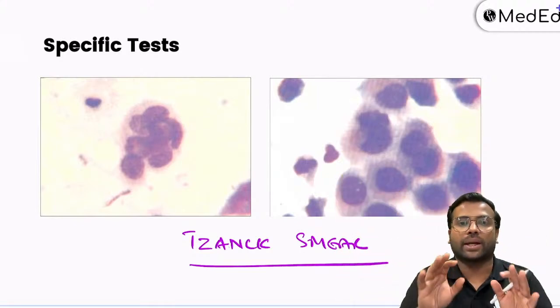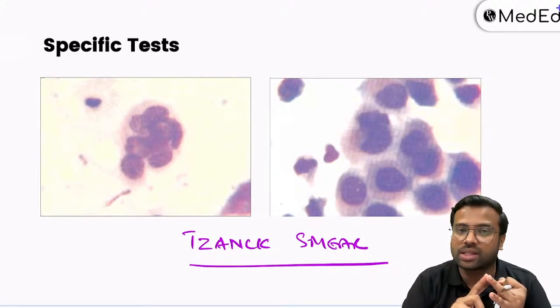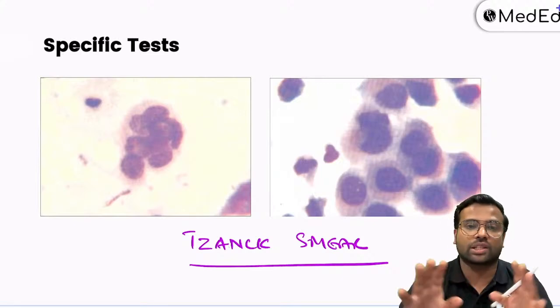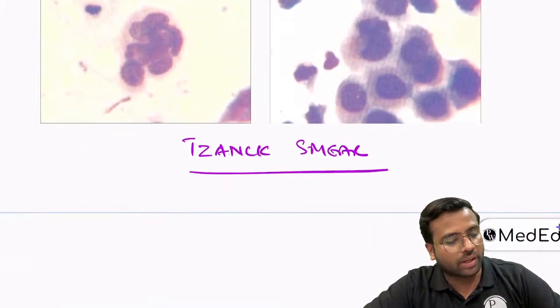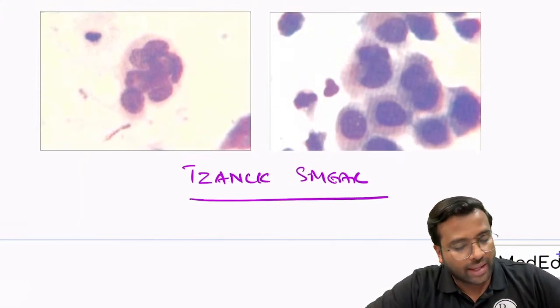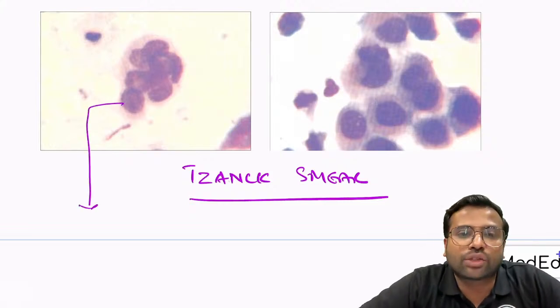So every time, please keep it in mind, when you get a patient who is having a vesiculo-bullous disease, one of the investigations which you can do is a Tzanck smear. So once you do a Tzanck smear, there are two options. Either you can find something like this. So what is this finding?